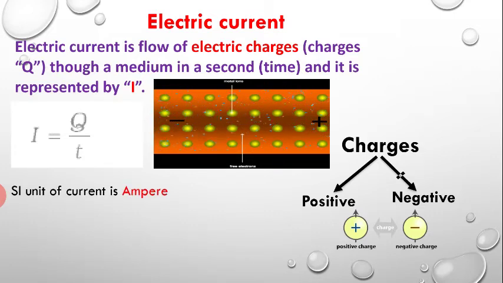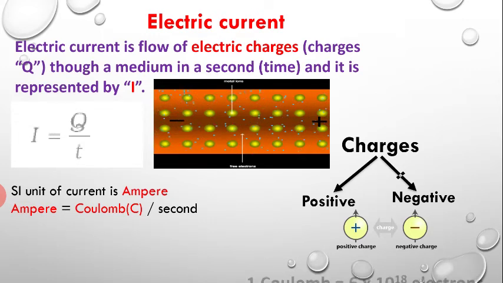The SI unit of electric current is ampere. Okay, this ampere किसके इक्वल होता है? This ampere is equal to coulomb divided by second. Means if one coulomb of charge is flowing through a circuit in a second, then we call it an ampere.